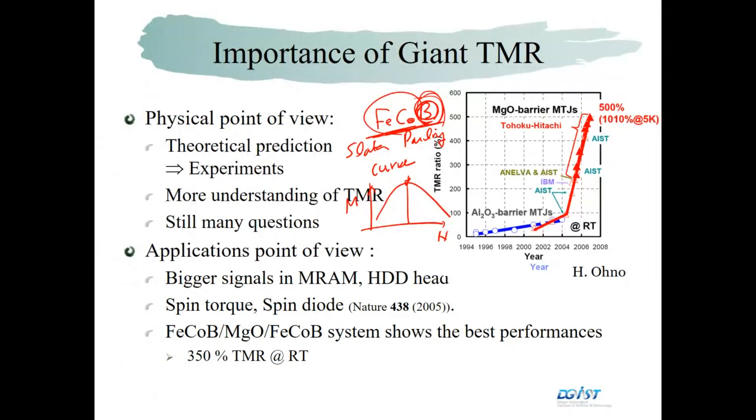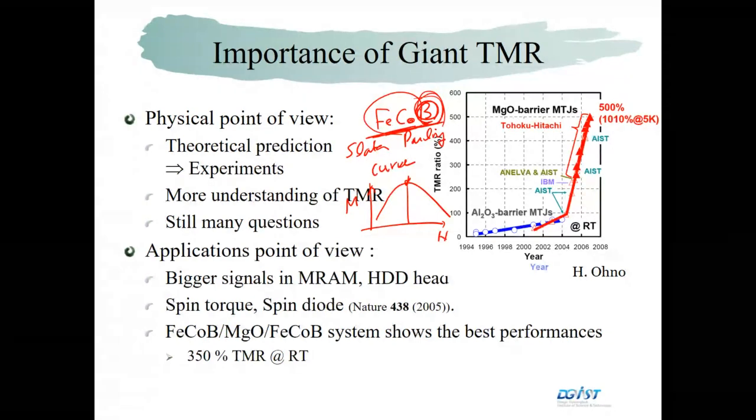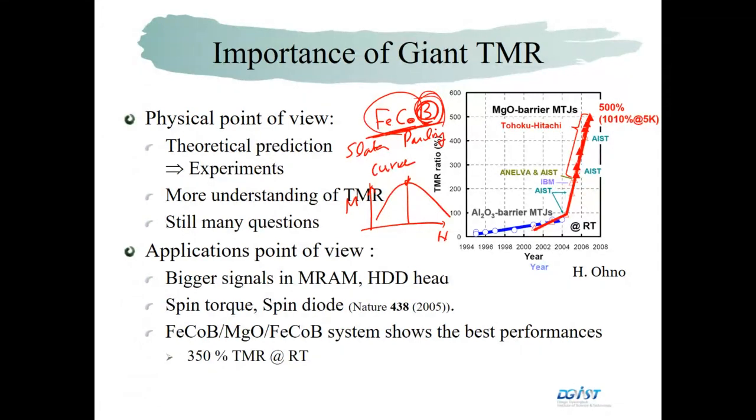So let me make a short answer to the one chance question. The role of boron is not very clear, but the cobalt ion alloy itself has a large TMR over a wide range of the composition.